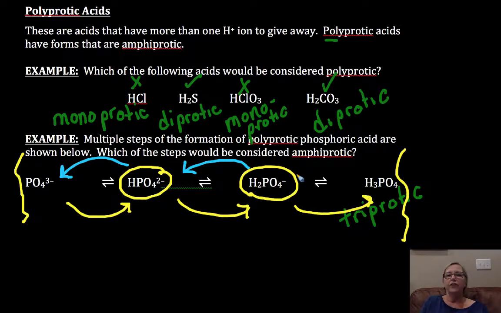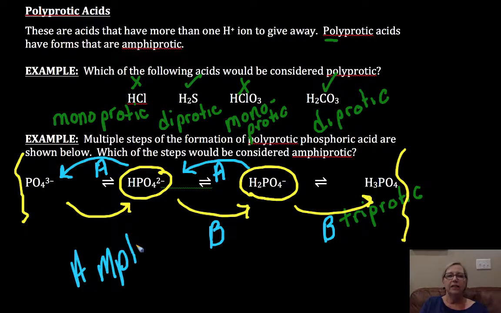If you look at H2PO4-, it can act as a base and accept an H+, or it can act as an acid and donate an H+. HPO4 2- can act as a base and accept an H+, or it can act as an acid and donate an H+. So those middle species are considered amphiprotic.